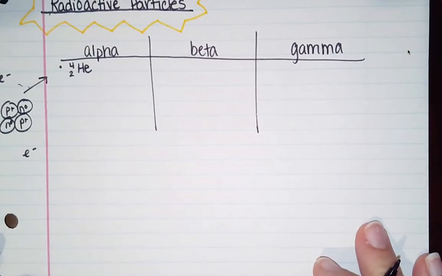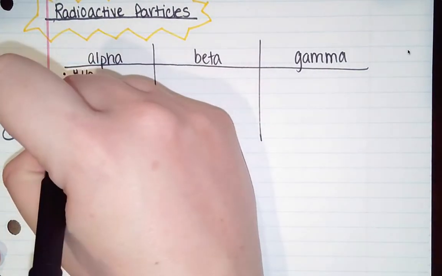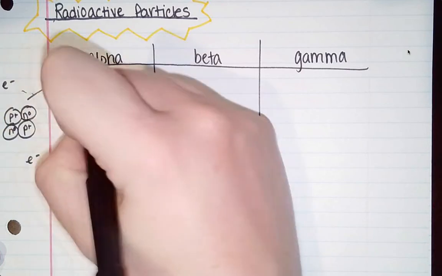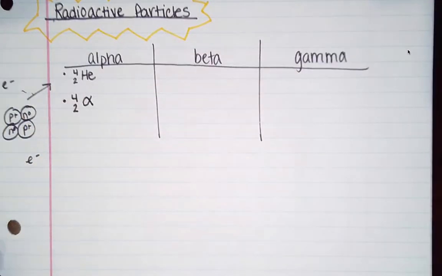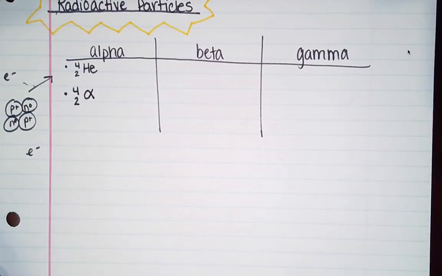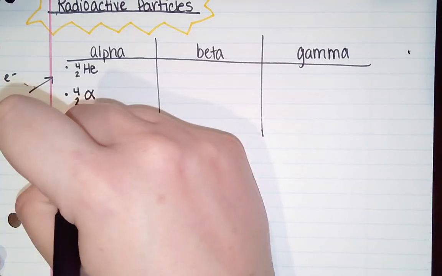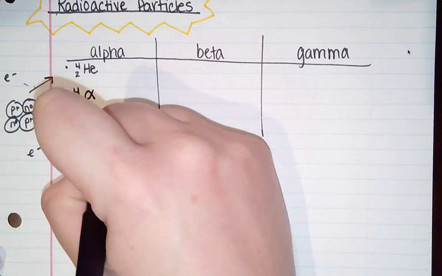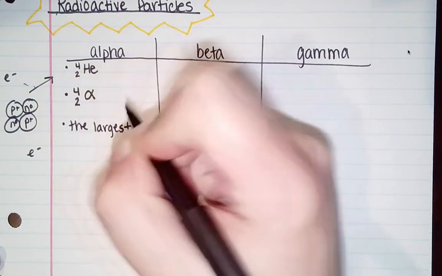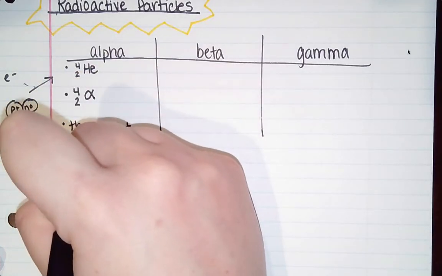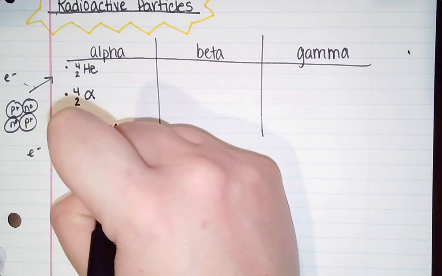Now the symbol for alpha that we use, we put 4 and 2 the same, and then we draw that little fish symbol for alpha. This is the largest radioactive particle.